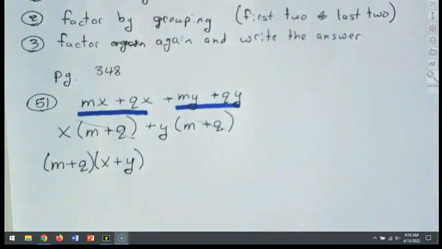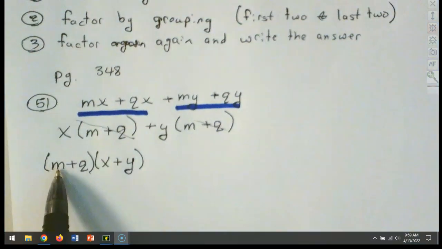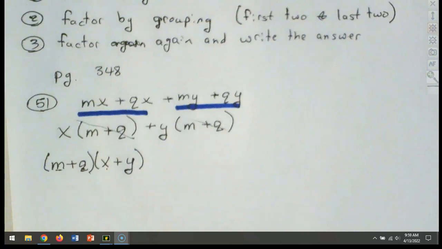How do I know I'm done? Look at each set of parentheses. M and Q, do they have anything in common? No. X and Y, do they have anything in common? No. So they're done.